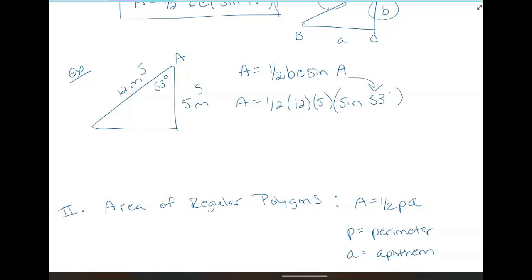Then all we have to do is multiply these through on our calculator, and I think usually round to the nearest tenth. When you do that, you're going to get the area of this triangle is 24.0 meters squared. For most of these problems, we're going to round to the nearest tenth, but it's pretty straightforward. Just plug it in and you should be good.